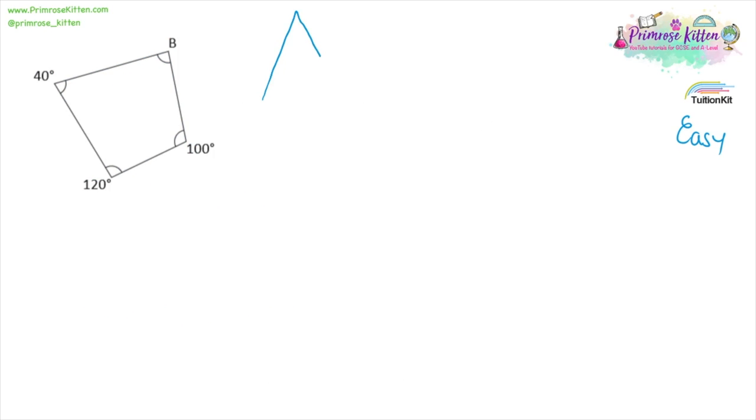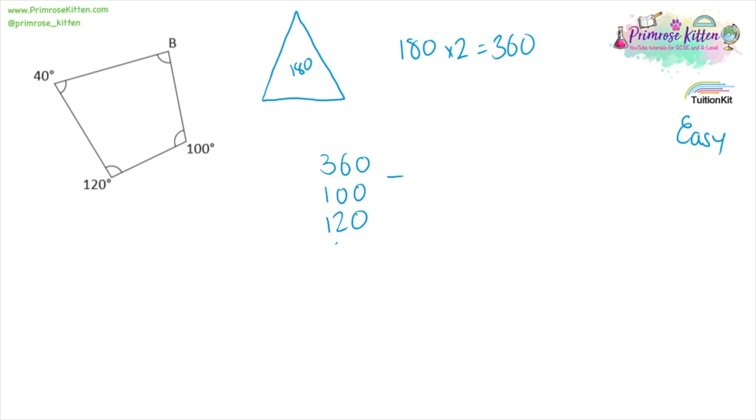Hopefully you remember that the angles inside a triangle add up to 180. Now a quadrilateral is just made up of two triangles that are stuck together. So the angles inside a quadrilateral add up to 180 times 2, or 360. So for this one, we need to work out angle B, and we are given all of the other angles. So we can do 360 minus 100, minus 120, minus 40, giving us an answer of 100.